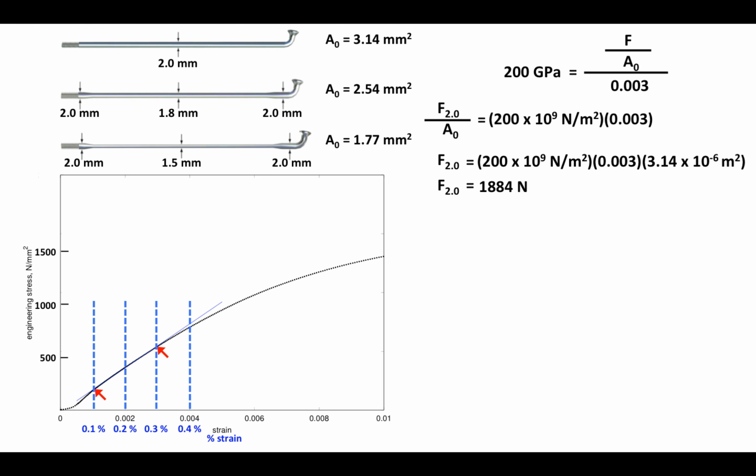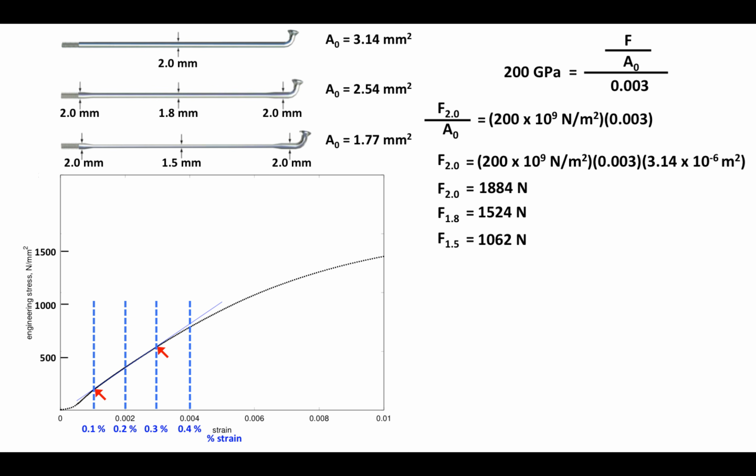If I go from my 0.3% point on the graph over to the y-axis, I find I have 600 newtons per square millimeter. And in fact, 1884 newtons divided by 3.14 square millimeters is equal to 600 newtons per square millimeter. When I solve the same equation for my 1.8 millimeter spoke, I get the force is equal to 1,524 newtons. And for the 1.5 millimeter spoke, I get 1062.